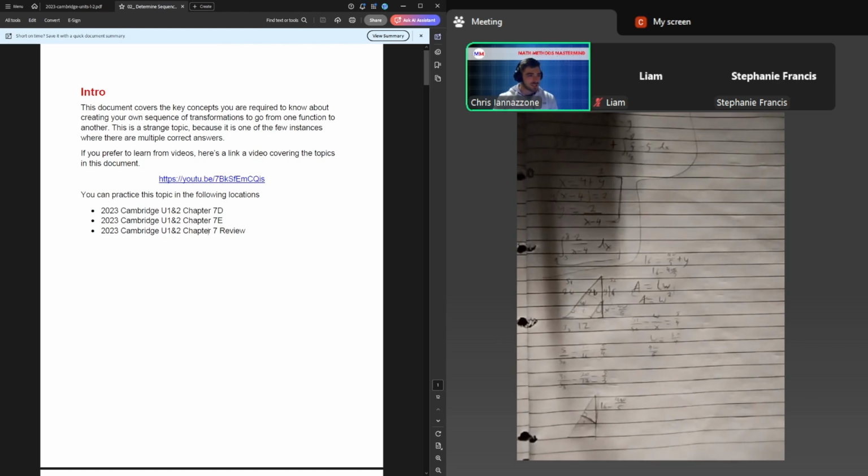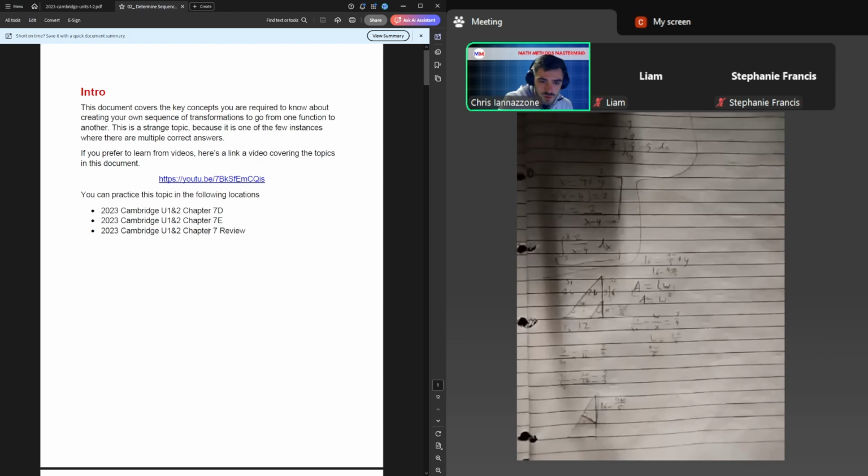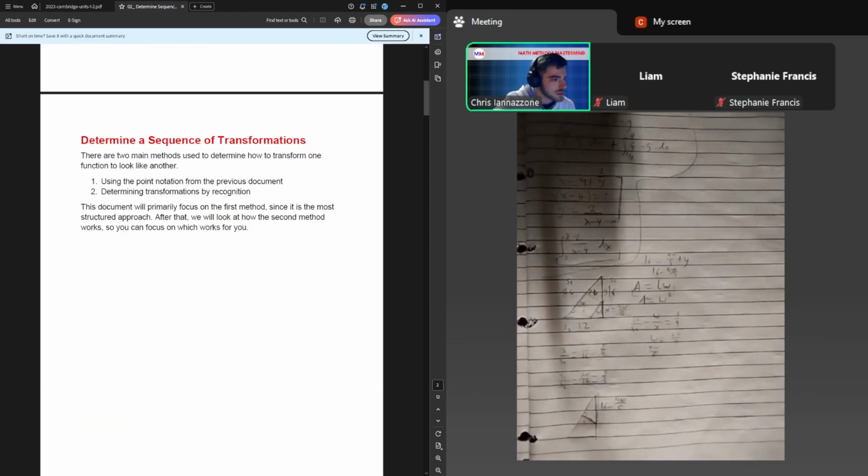So the agenda for this class is to go a bit further into fundamentals of transformations. We're now looking at how to determine a sequence of transformations. Rather than having the transformation already and applying it, we're now going in the opposite direction. So for the bulk of this, we'll work out of the screen share.